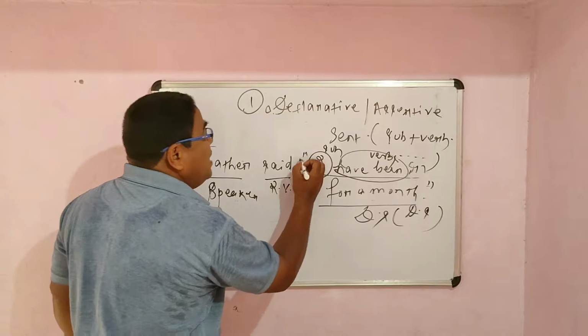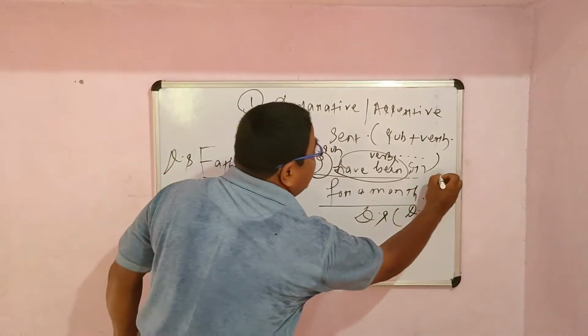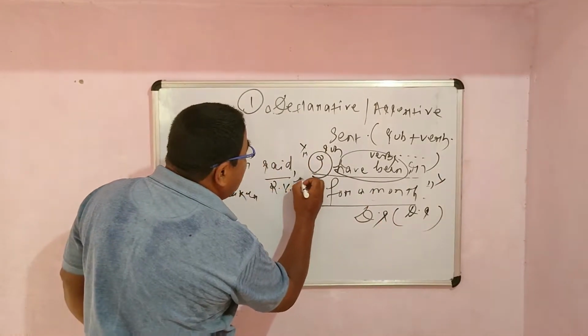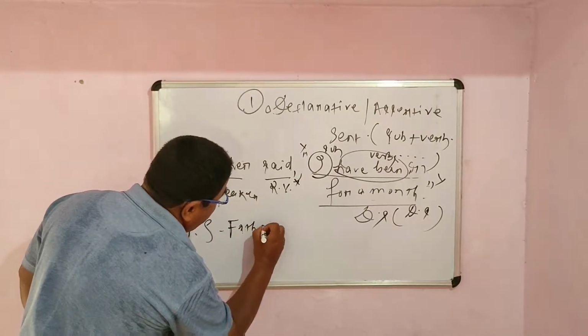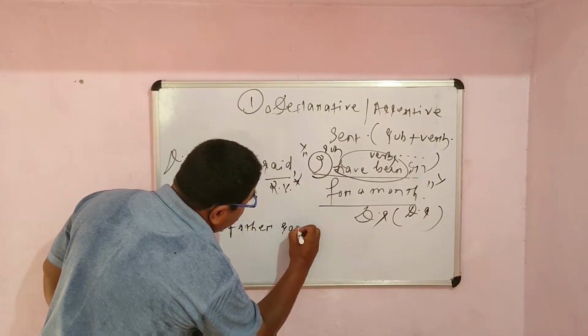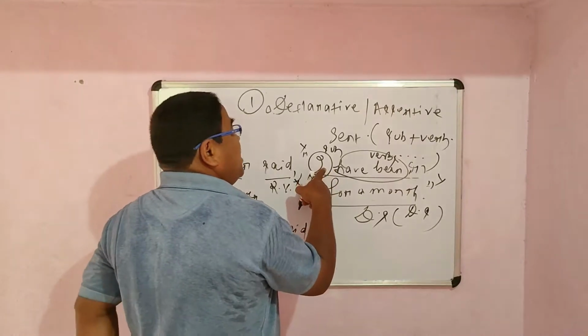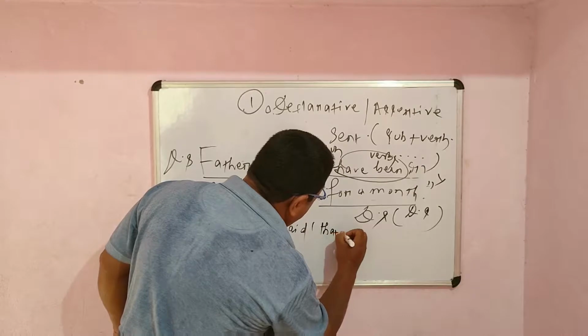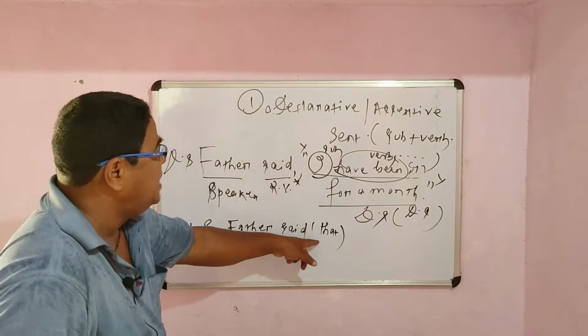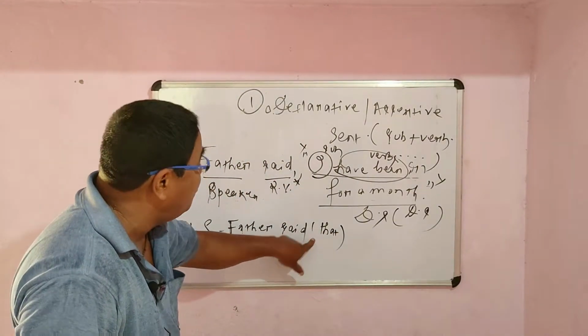Suppose number one, your inverted commas should be omitted. Number two, your comma should also be omitted. So the answer is, Father said, in the indirect speech. As the direct speech begins with the subject I, you can put that, or you can omit that. It depends upon you.